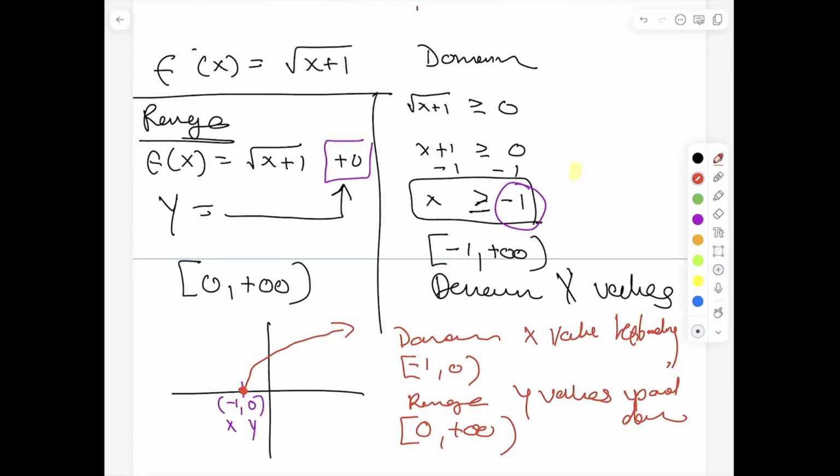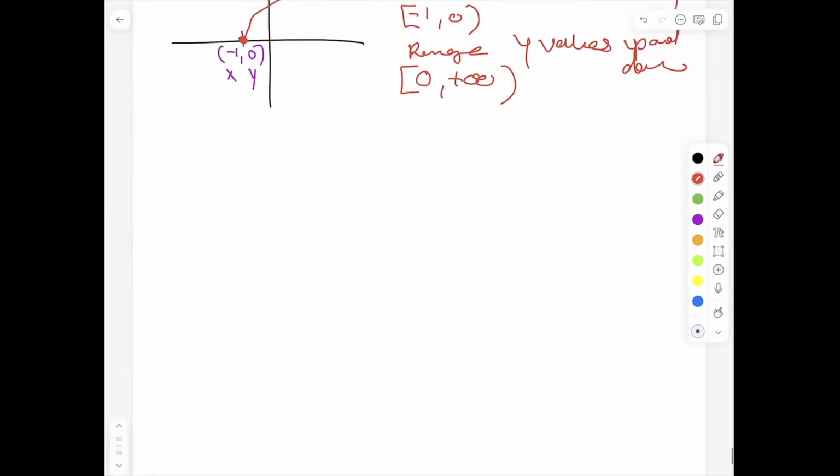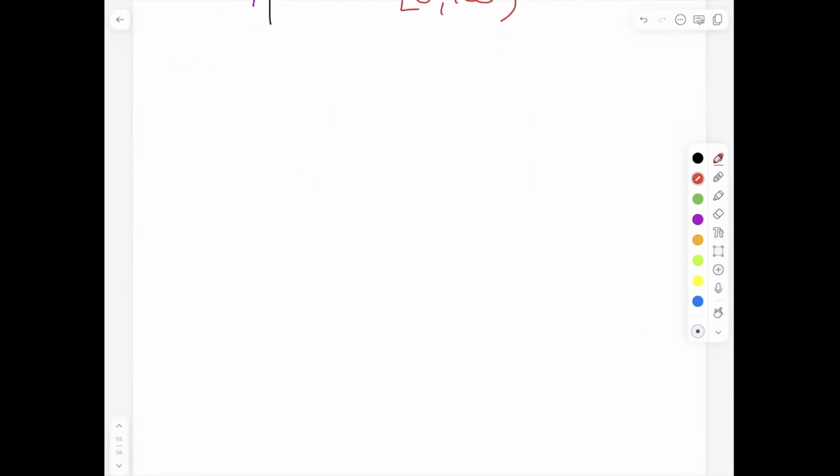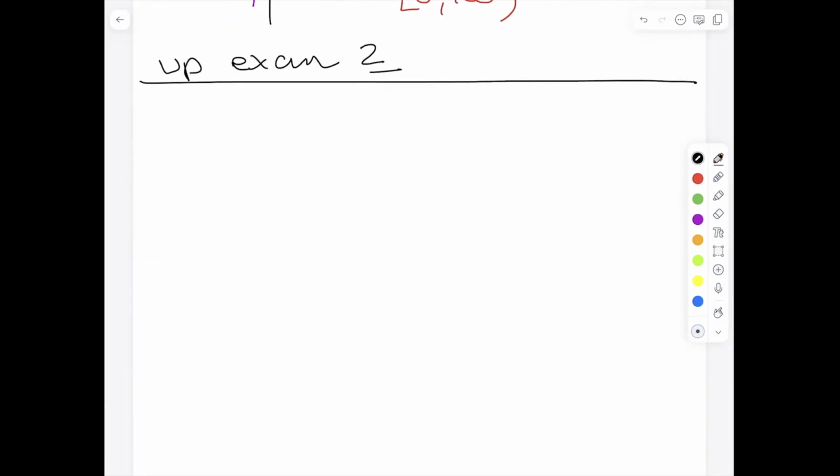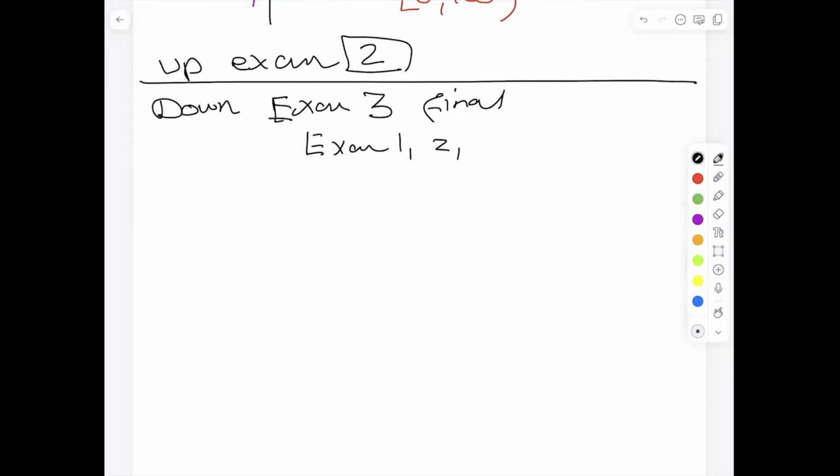All right. So we are coming down to the last two topics for this class. And I'm going to introduce them right now. Let's take a little break. So everything from here up is exam 2. Down is exam 3, which is the final. And the final includes exam 1, comma, exam 2, and the following topics.